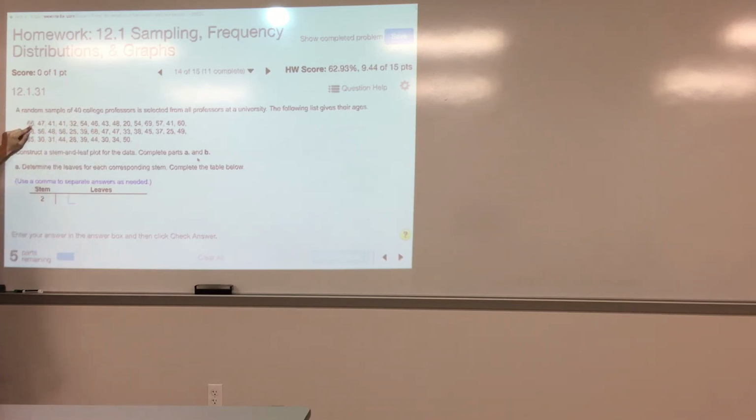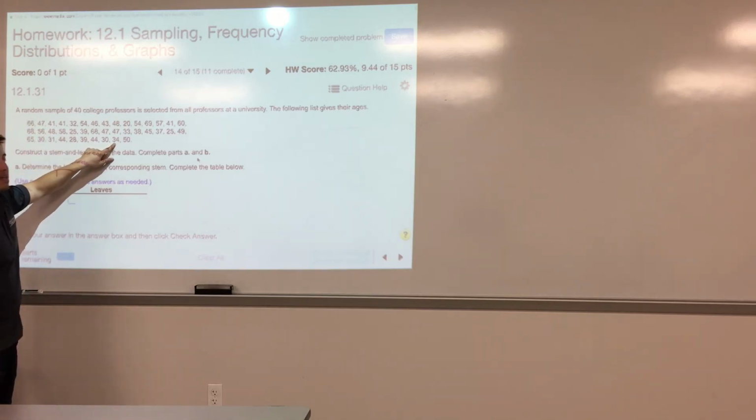So for example, for the number 66, the stem is the first 6, the leaf is the second 6. For the number 47, the stem is 4, the leaf is 7. For the number 34, the stem is 3, the leaf is 4. For the number 20, the stem is 2, the leaf is 0.